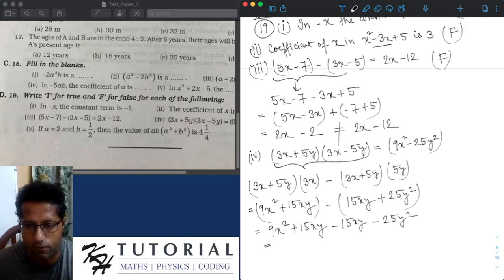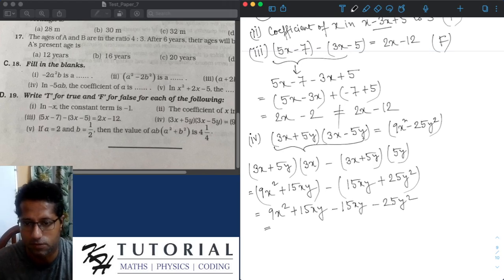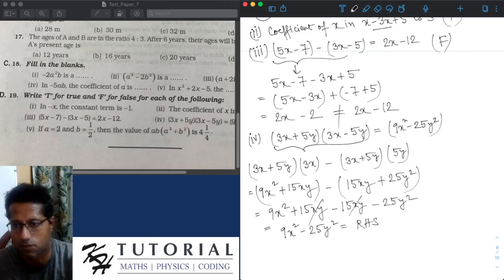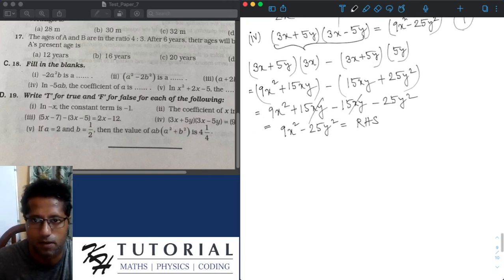Now we will have to add the like terms. We see 15xy and minus 15xy get cancelled out, and we are left with 9x square minus 25y square, which is equal to RHS. On the right hand side we were given 9x square minus 25y square. So this is a true statement. Okay, let's do part 5.